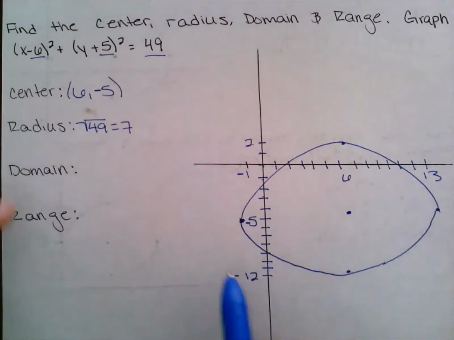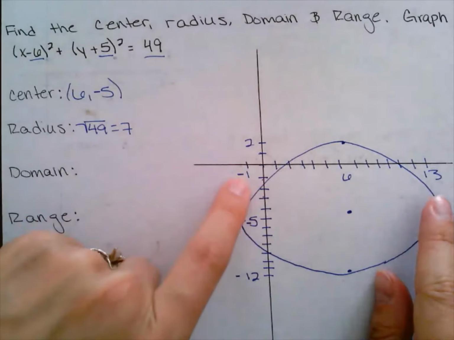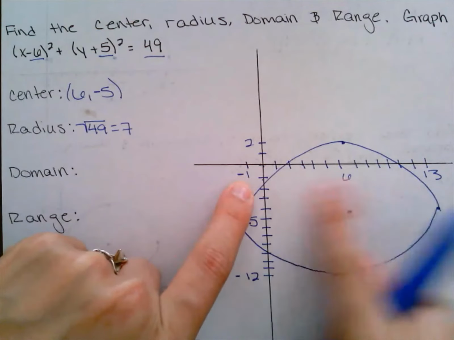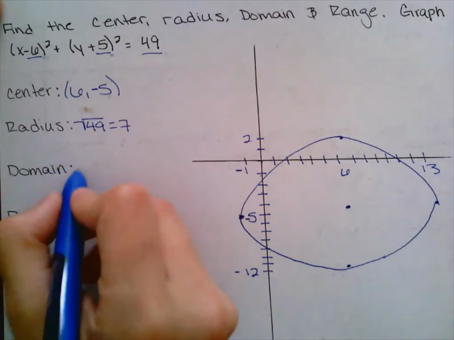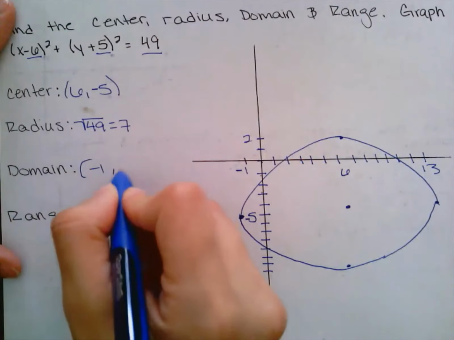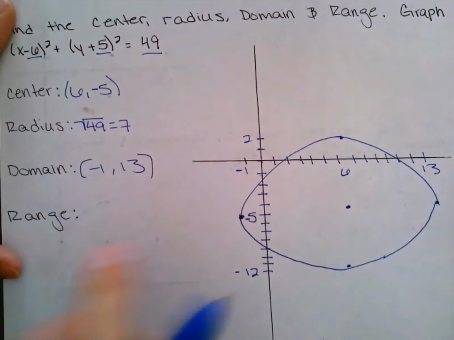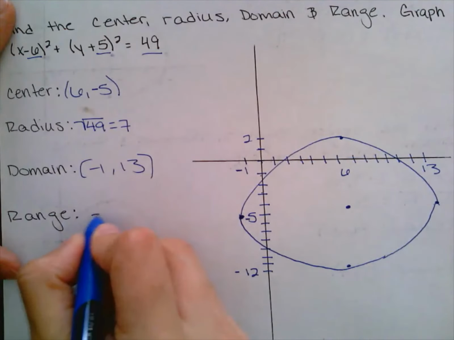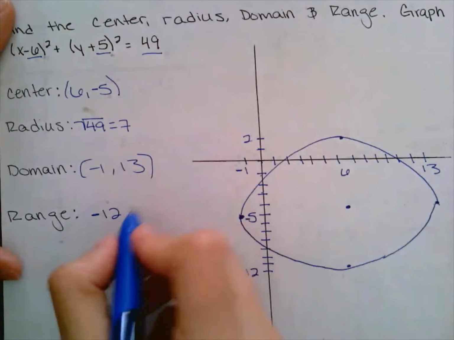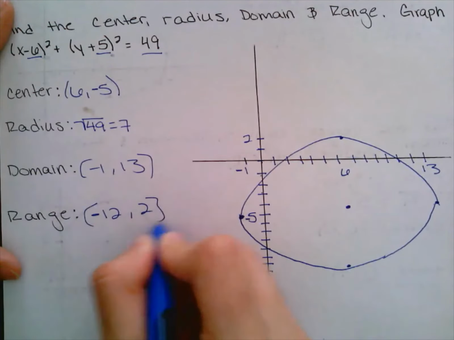All right, so now my domain is furthest left to right. The furthest left that I go is -1 all the way up to 13. So I go -1 to 13. And then range is lowest, which is -12, all the way up to the highest, which is 2. All right, guys.